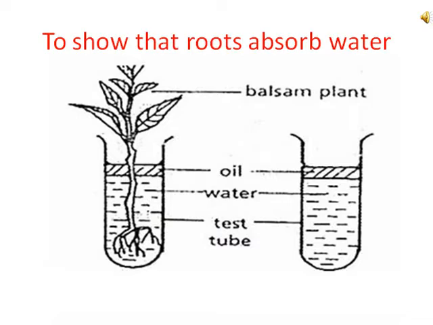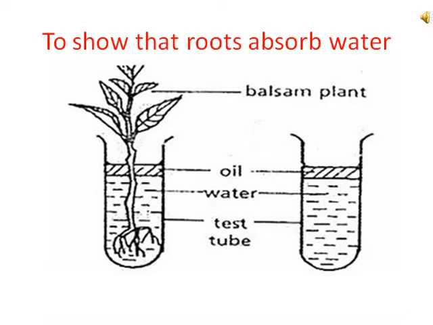Next are the experiments on absorption and conduction of water by roots. There are many experiments given in the textbook. Here you can see an experimental setup to show that roots absorb water. Here there are two setups. The first one is the experimental setup and the next is the control setup.